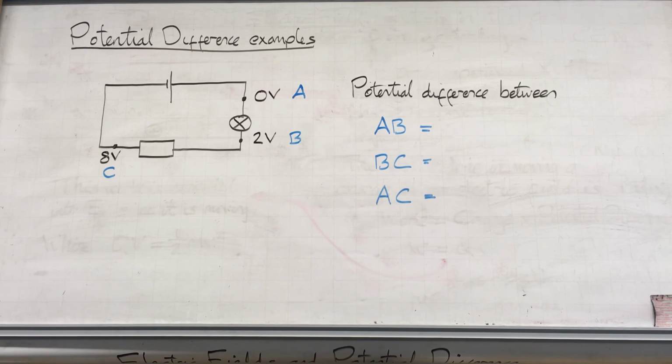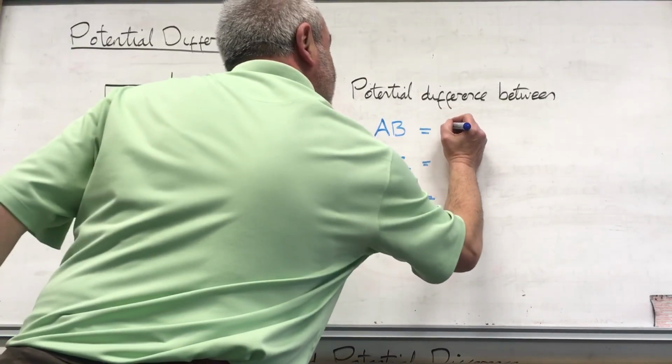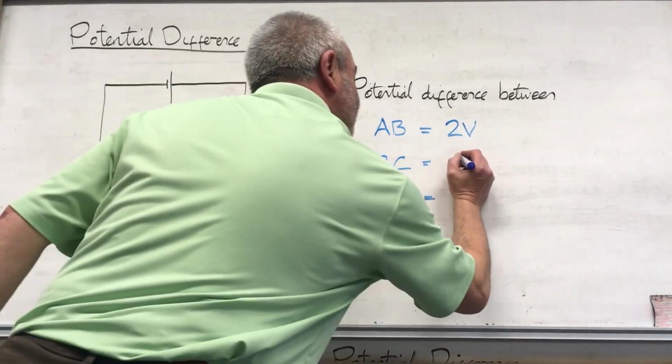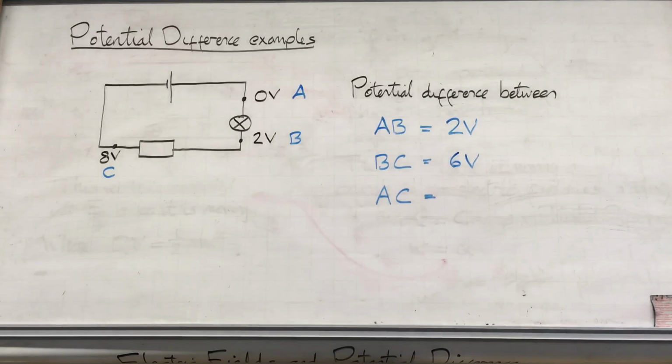And potential difference is as easy as its name suggests. The question's there that says potential difference between A and B, B and C, A and C, not too difficult. Not anything that's going to tax you. A and B is literally 2 volts. The difference between B and C, C is 8, B is 2, 6 volts, and finally between A and C, C is 8, A is 0.